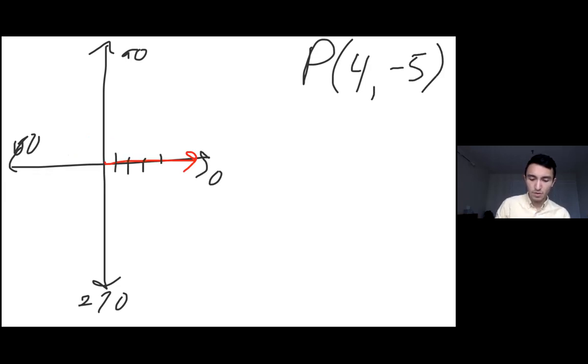1, 2, 3, 4. 1, 2, 3, 4, 5. So that point is right here somewhere. Okay. So that means the terminal side, which is the side you end on, goes all the way around. And then if I draw to this point, boom. Mostly got it. So the angle goes all the way around there past 270. And now we have to find sine, cosine, tangent.